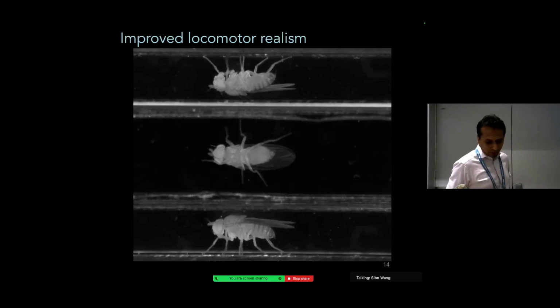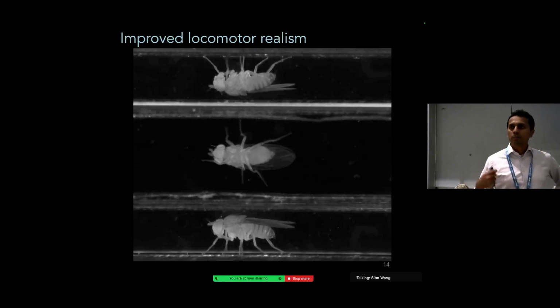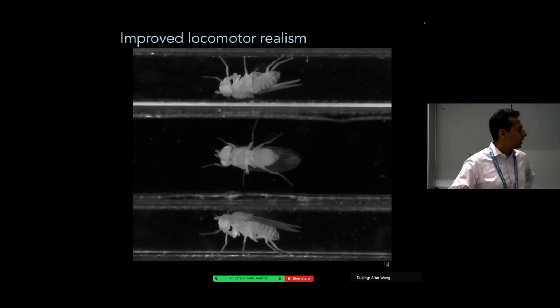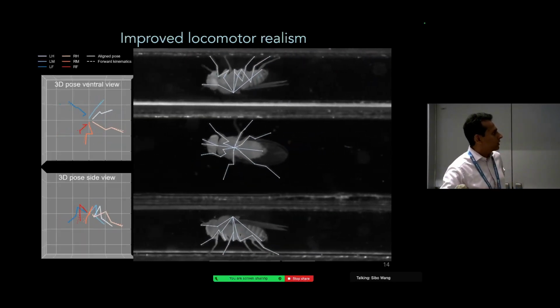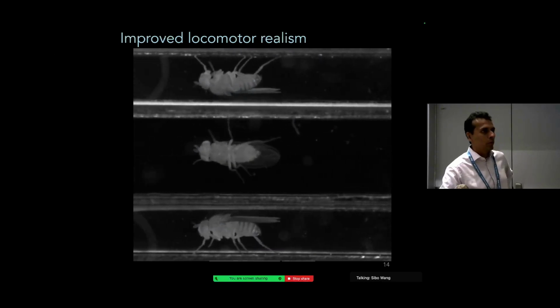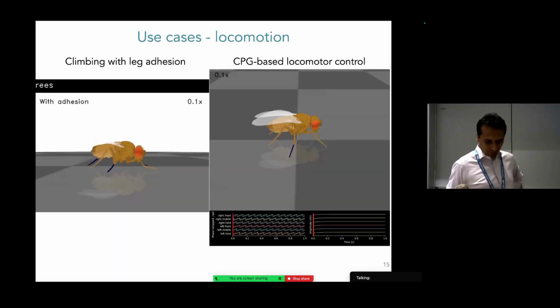Well, the first thing we wanted to do is to try to generate more realistic locomotion. So initially we had our locomotor controller driven by CPG controllers to try to emulate basically the joint degree of freedom ranges we saw in the real fly. Here what we did is we took a single step from a locomoting fly, performed 3D pose estimation, and then used this information to actually drive locomotion in the simulated fly. So the initial use cases were locomotor.